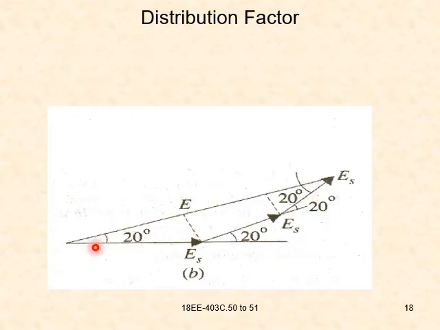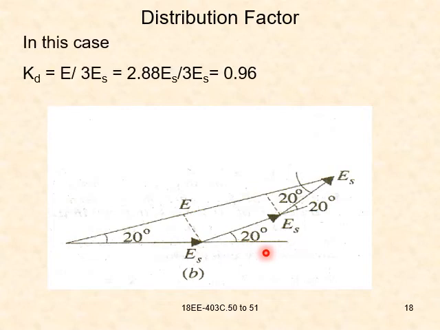In the continuation, you can see over here that E is equal to ES cos 20 plus ES plus ES cos 20. In this case, KD, nothing but the distribution factor, is equal to E by 3 ES. Already we have seen the value of E, that is equal to 2.88 ES by 3 ES. ES and ES get cancelled, and 2.88 by 3 gives us 0.96.